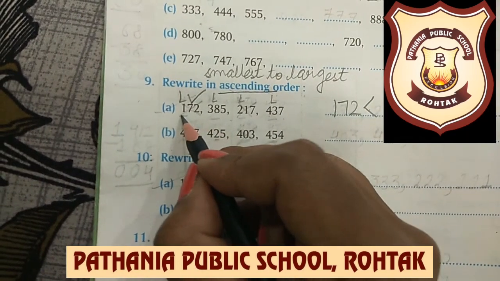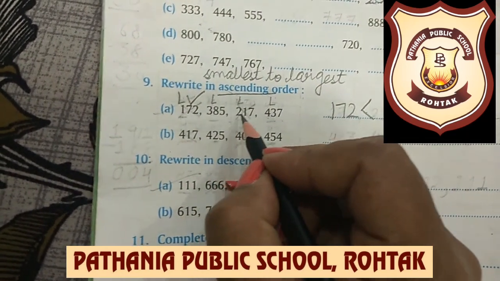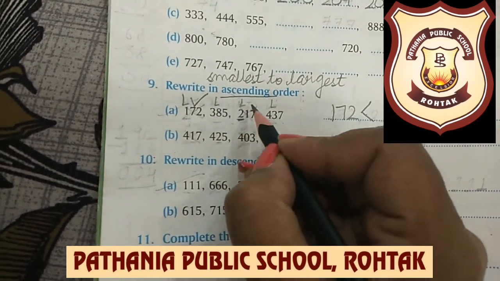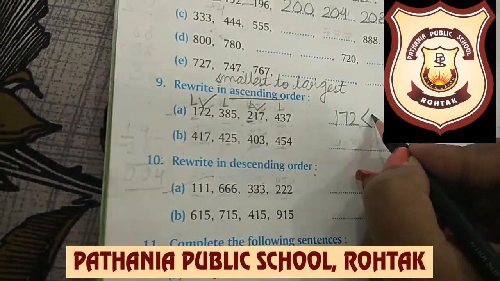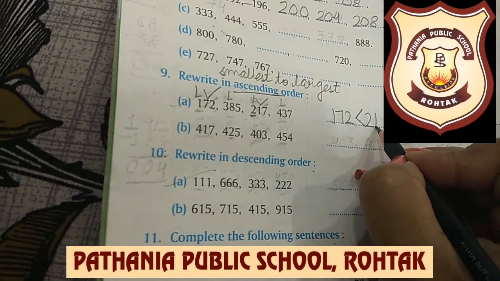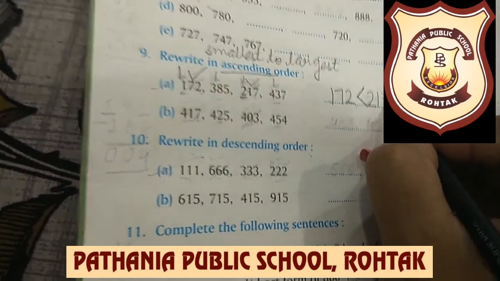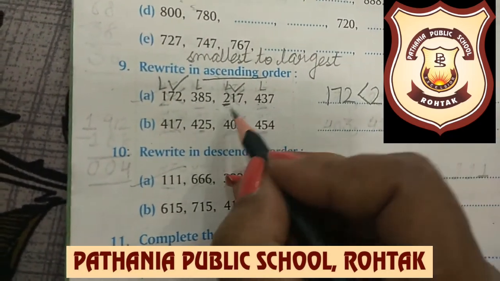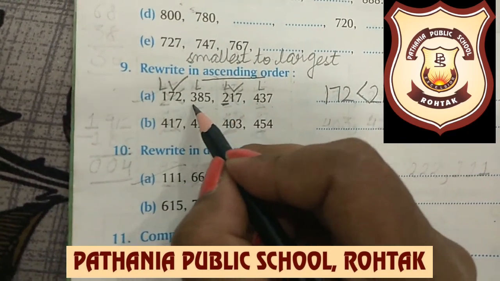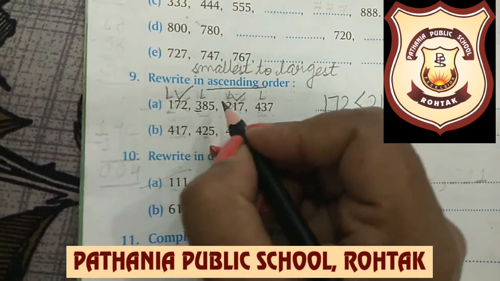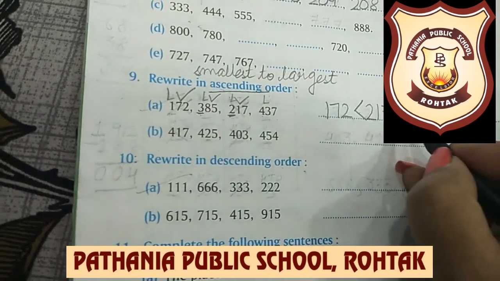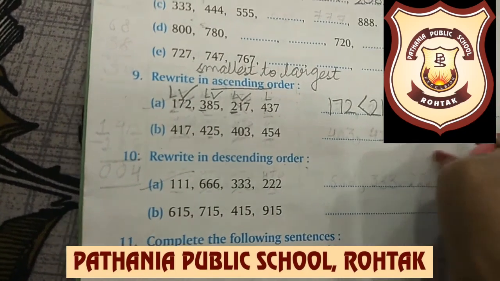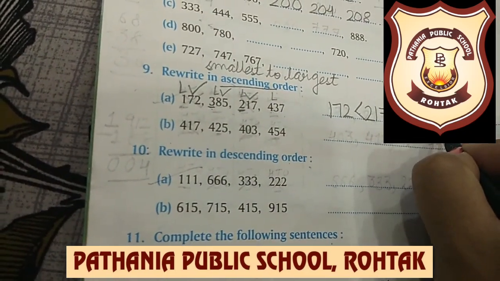Now after 1, which number has the smallest digit at its left hand side's first place? 2. So 217 is the second smallest number. So here we will write 217 and again it will have a smaller than sign. Now after 2, which is the smallest digit? 3. So 385 will be the next smallest number. So we will write here 385. Again it will have a smaller than sign.